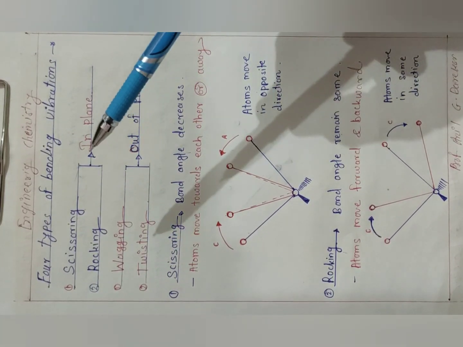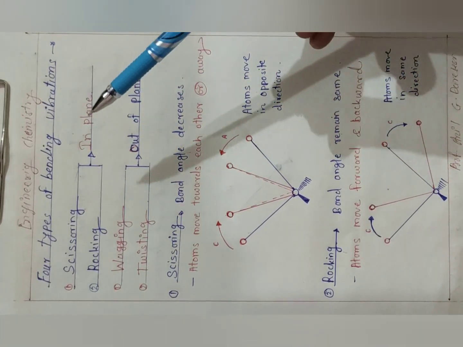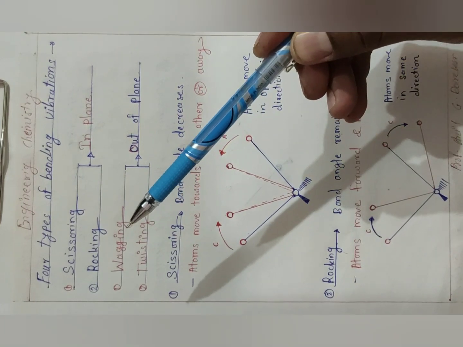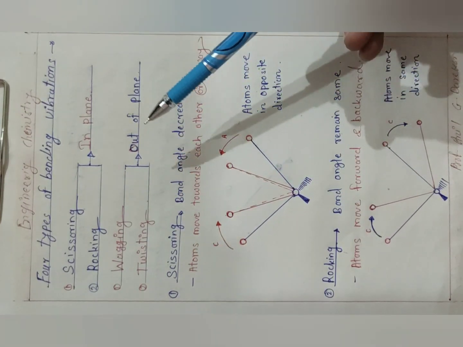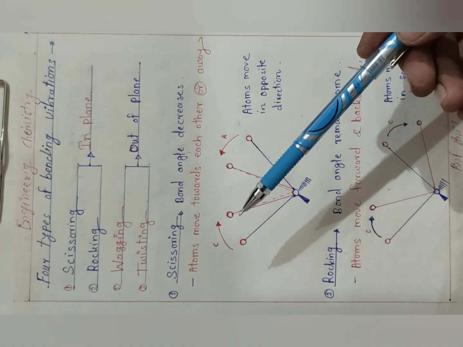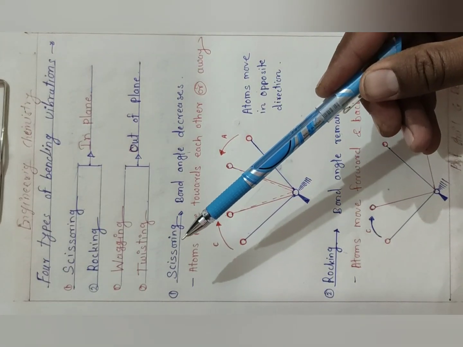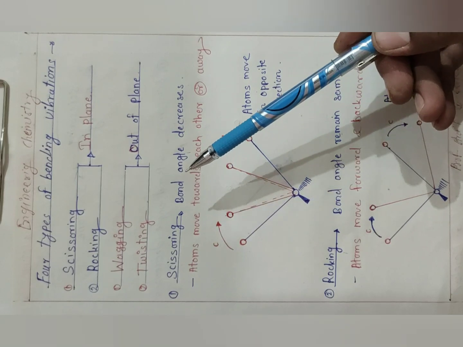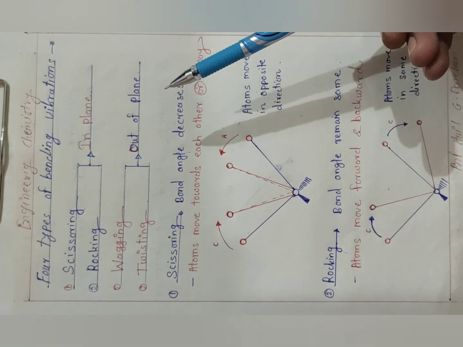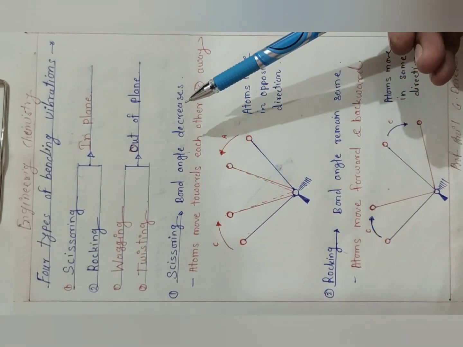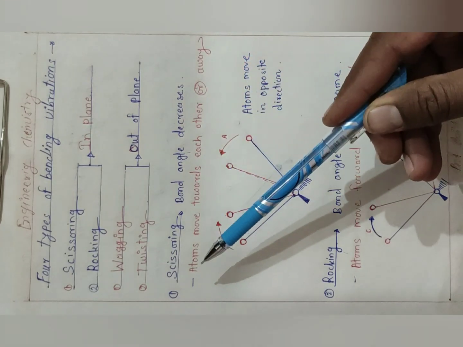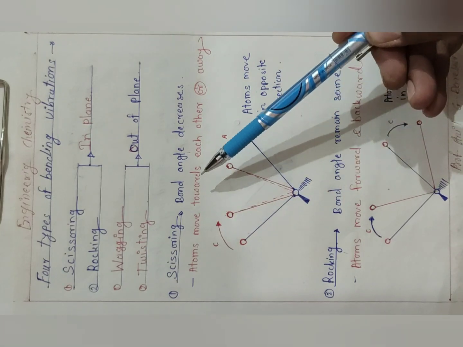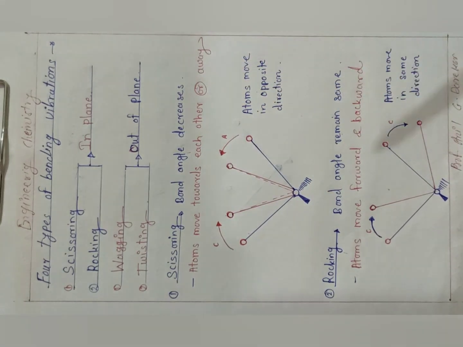Scissoring and rocking take place in the plane, while wagging and twisting take place out of the plane. Now one by one we will see. First one in the plane is scissoring. Scissoring, like a scissor. In case of scissoring, bond angle decreases, and atoms move towards each other or away from each other.